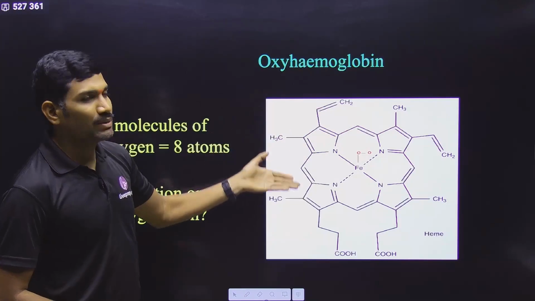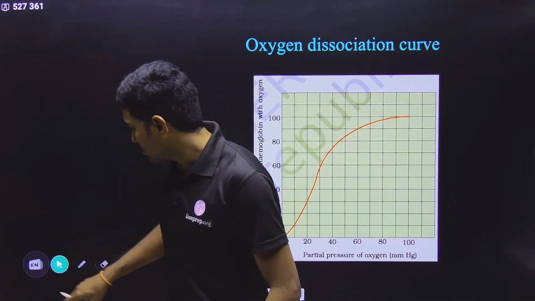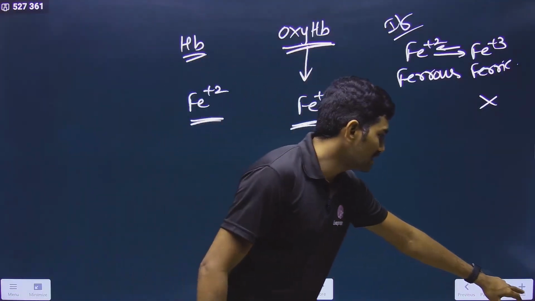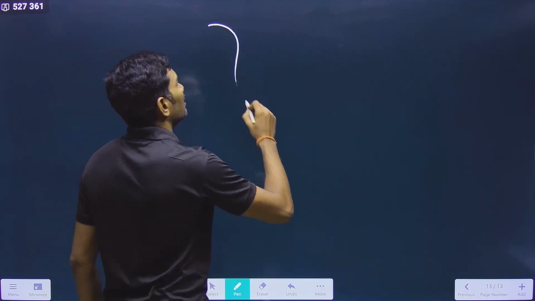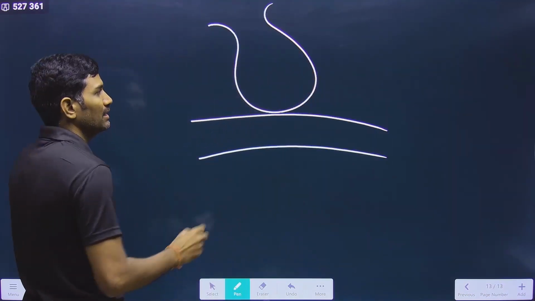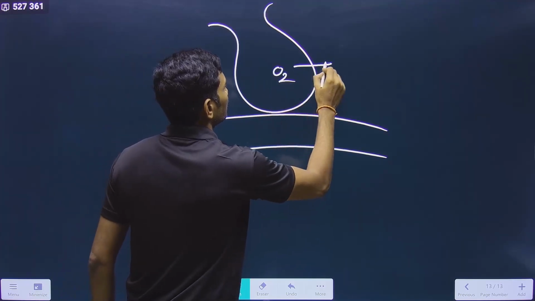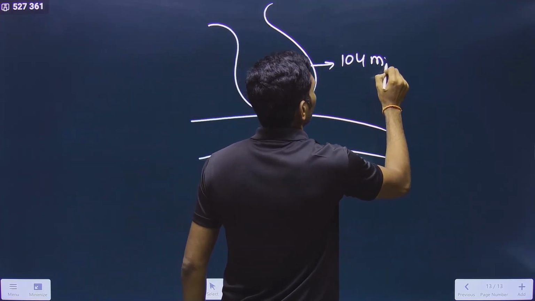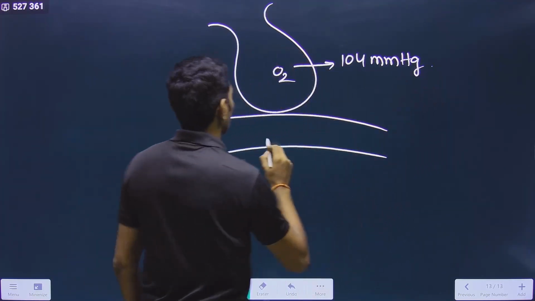And where exactly is this step happening, the oxyhemoglobin formation? This oxyhemoglobin formation is taking place at the blood vessels of alveoli. In the alveoli, oxygen is more. It is having 104 mm Hg.